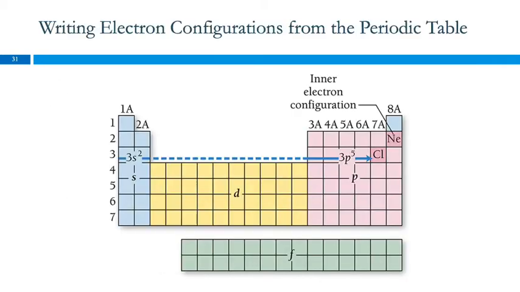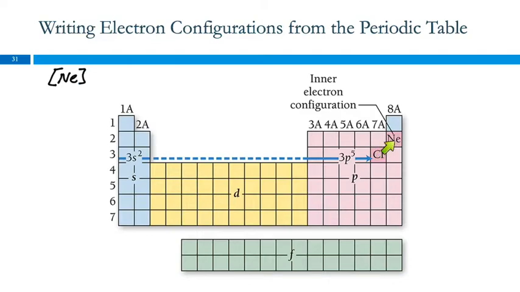Okay, so we can write electron configurations from the periodic table. So if we're going to look at chlorine, and we're going to do the noble gas configuration, we find chlorine on the periodic table, and then to do the noble gas configuration, we're going to go up a row and to the end to find out what is the previous noble gas. So here it's neon, and so we write neon in brackets. And then we write down what's happening after that.